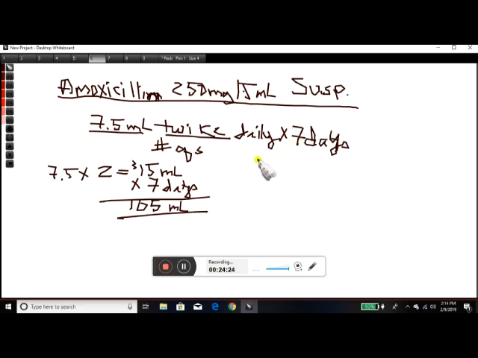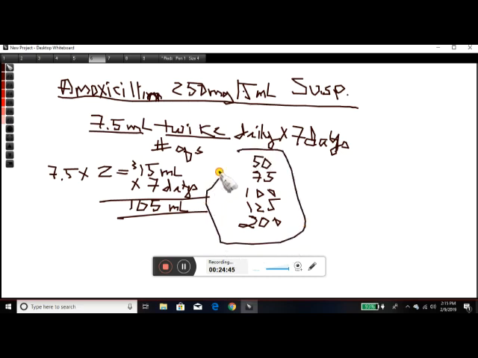Your choices are 50, 75, 100. Sometimes you get a 125. That's usually Augmentin. If you can find a 125, great. And then sometimes there's also a 200 milliliter. So these are going to be your package choices. And you're going to need more than one to solve this problem because you can get there one of a couple of different ways. Okay, so you need 105 milliliters. These are your choices to pick from.